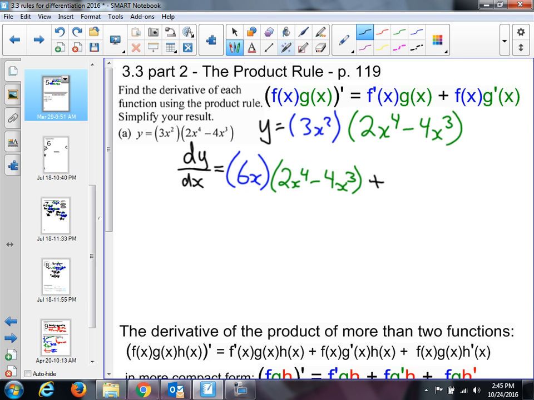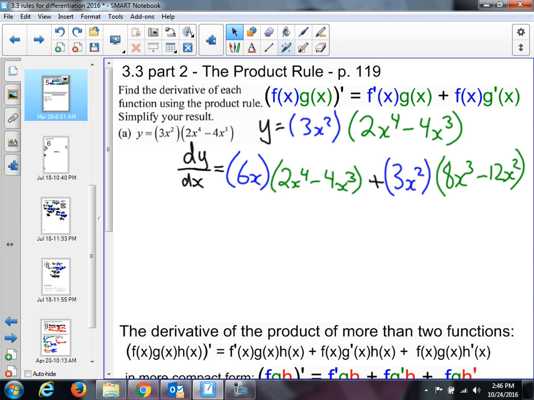This plus sign is built into the formula. The next portion of it then: leave the first thing alone, do the derivative of the second thing. So the first thing left alone is still 3x squared. I'm only putting it in brackets just so you could see where things came from. You don't need that 3x squared in brackets. You didn't need the blue 6x at the start in brackets either. The derivative of the second thing, though. The derivative of 2x to the 4 is 8x cubed minus 4 times 3, so 12x squared. Okay?